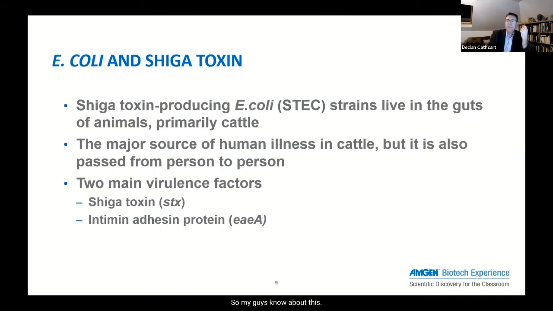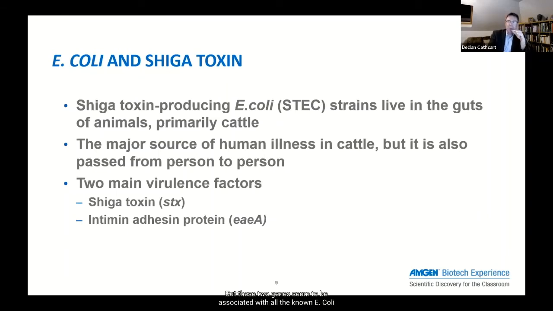So my guys know about this. Every Irish kid knows about E. coli outbreaks because they're in the news every now and again. So the other gene then is the EAE gene. This is a virulence factor that's well known to be associated with these particular strains. So what I did was I trawled through the literature. There's various different PCR-based diagnostics for detecting these particular strains. There's of course lots of different versions of these strains, and they keep on changing.